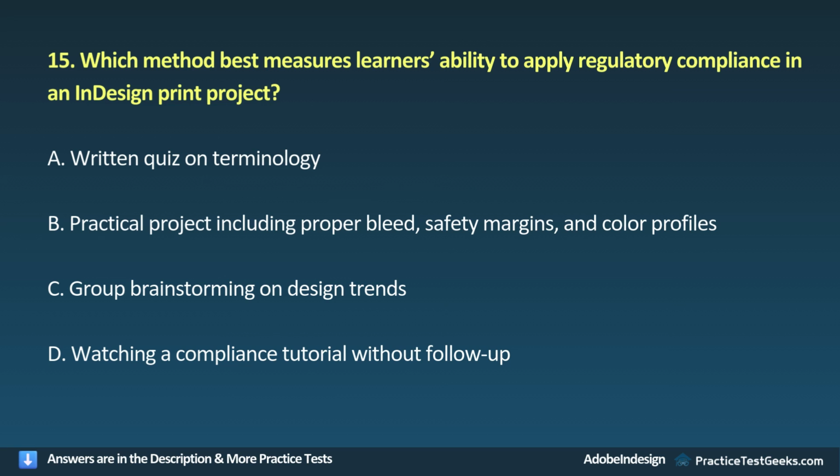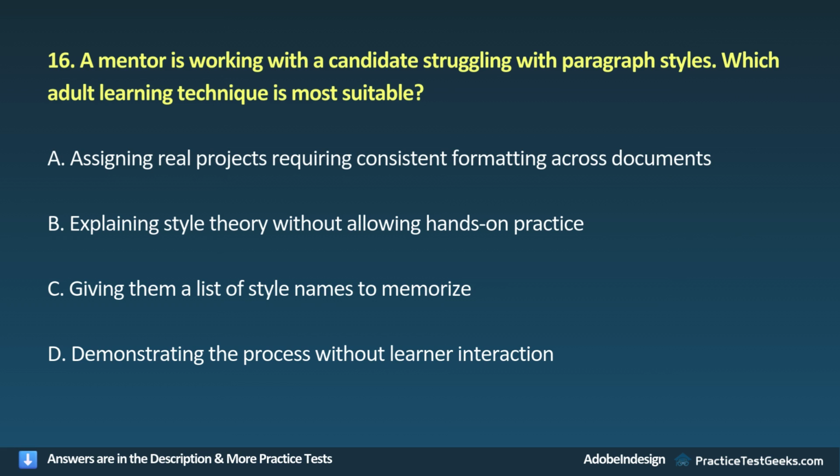Watching a compliance tutorial without follow-up. 16. A mentor is working with a candidate struggling with paragraph styles. Which adult learning technique is most suitable? A. Assigning real projects requiring consistent formatting across documents.